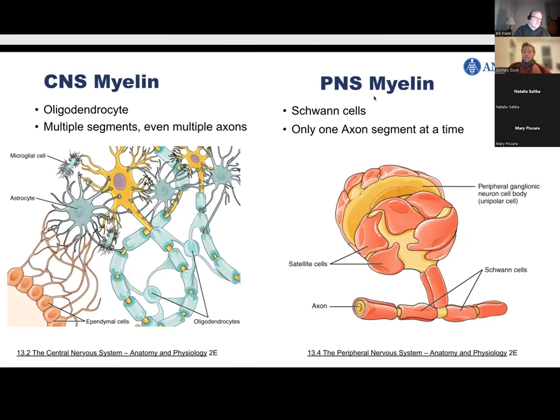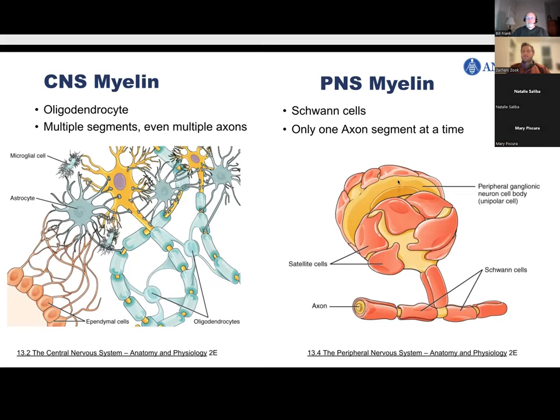This is in comparison to the peripheral nervous system, where the myelination is done by Schwann cells, and it's only one axon segment at a time, right? So each myelinated segment here is its own Schwann cell, right? And so this is a Schwann cell, and this is a Schwann cell, and this is a Schwann cell, and this is a Schwann cell. And so it's very different from oligodendrocytes, where there's multiple nodes, multiple different axons. The Schwann cells are specialized. They're only one place on one cell.